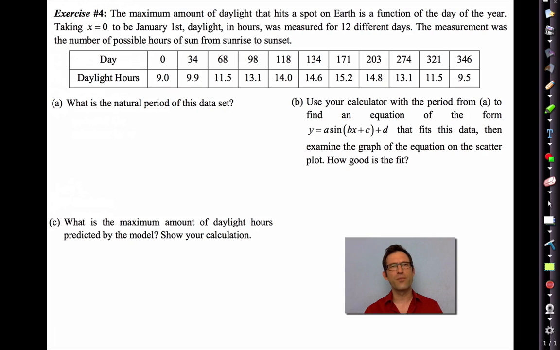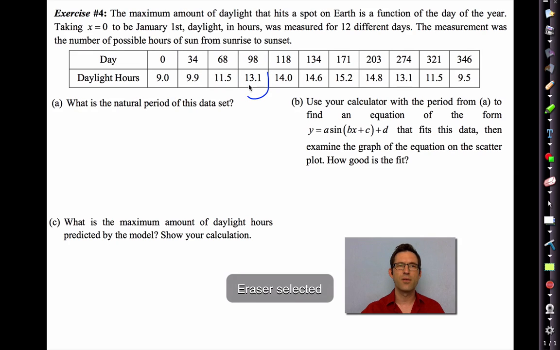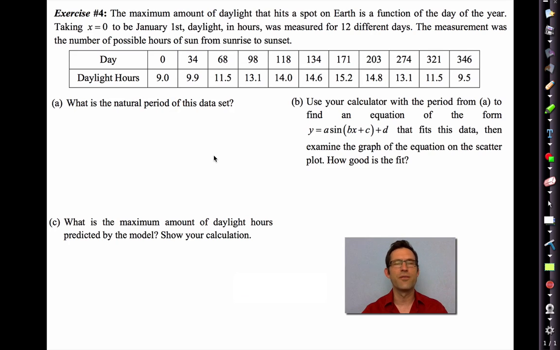All right, exercise 4. The maximum amount of daylight that hits a spot on Earth is a function of the day of the year. Taking x equals 0 to be January 1st, daylight in hours was measured for 12 different days. The measurement was the number of possible hours of sun from sunrise to sunset. So this isn't about clouds, it's not about eclipses or anything like that. Literally, what I'm saying with something like this is on the 98th day of the year, there are 13.1 hours of possible sunlight. That's all we're saying.